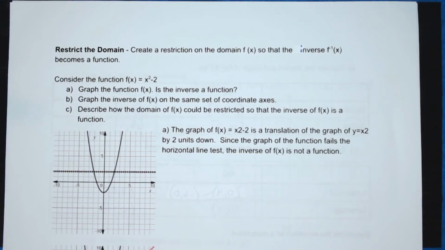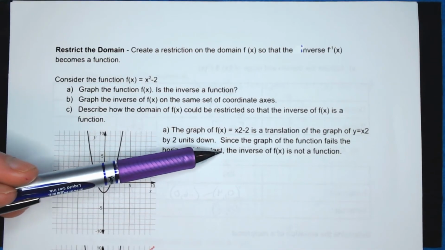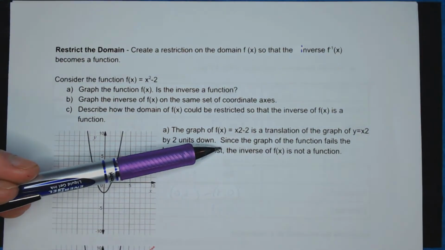Now, it doesn't matter where you draw the horizontal line, as long as if the graph has a point where it could cut through 2 points, you put it in that area. So of course, because it's a parabola, no matter where you put it, the horizontal line test is going to fail. That tells us the inverse f^-1(x) is not a function.